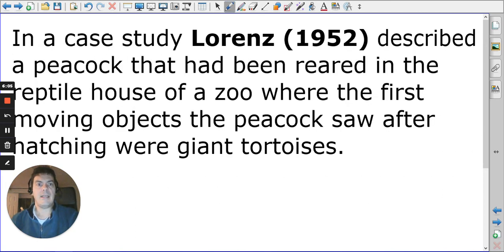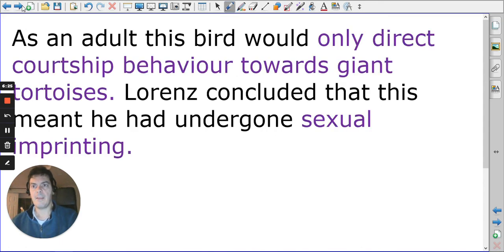He had a case study where he found a peacock that had been reared in a reptile house, and found that the peacock was trying to display and show itself in a mating behavior towards this giant tortoise. Now, building on from his original imprinting idea, he calls this sexual imprinting.